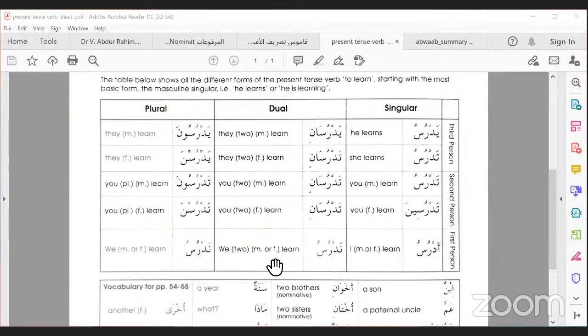You plural as in two, or plural as in more than two? More than two. Tadrusuna. Tadrusuna. And you all females learn, and that's Tadrusna. Good. Okay, so Zahra, I'm going to give you a tip.